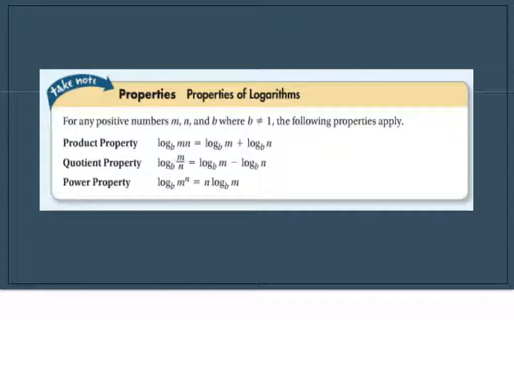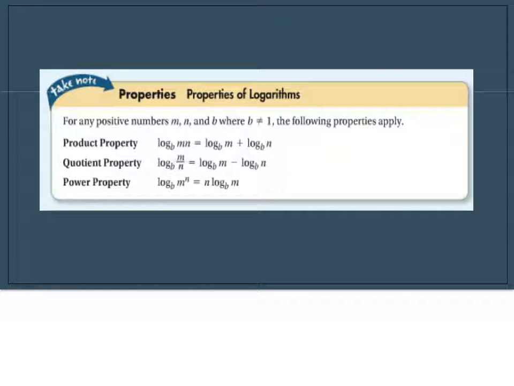Similarly, with the quotient property, when you are dividing, you will simply keep the same log base and subtract the denominator from the numerator. And then the power property is when you have a base raised to a power. So your log base, and then you have a base raised to a power. That power then becomes the coefficient of the log, and you keep the regular base in its current position.